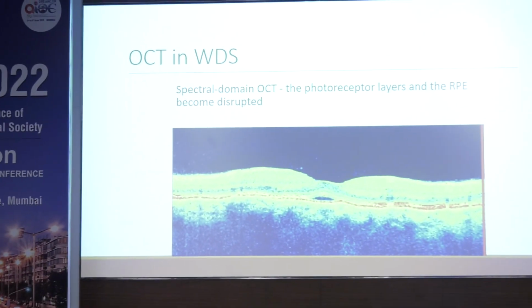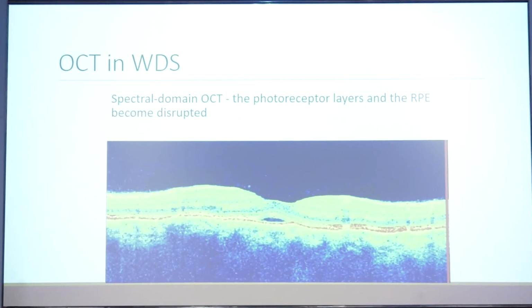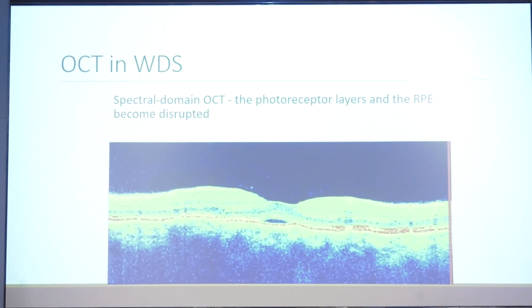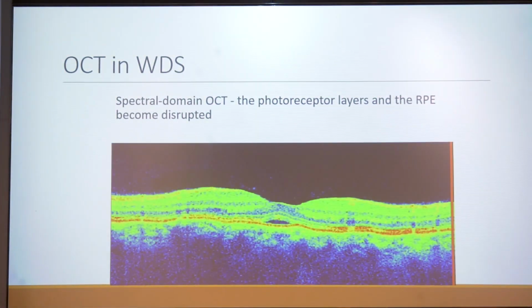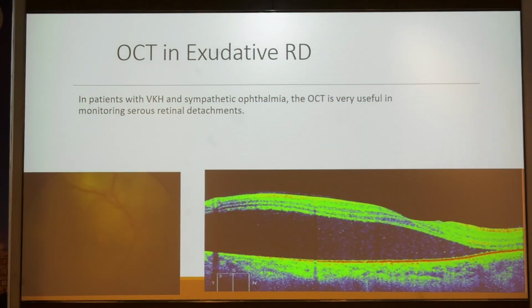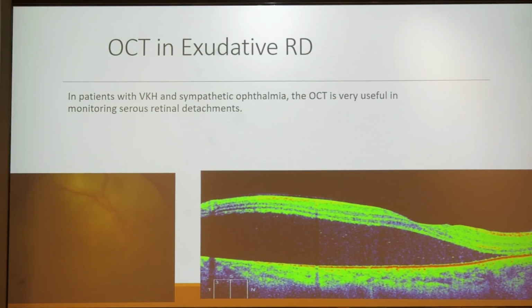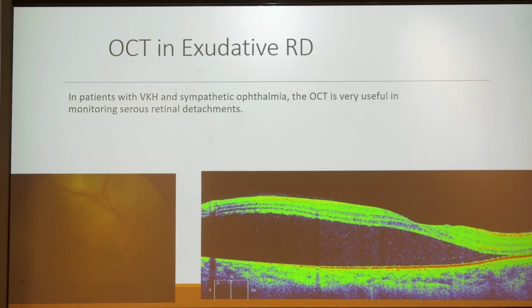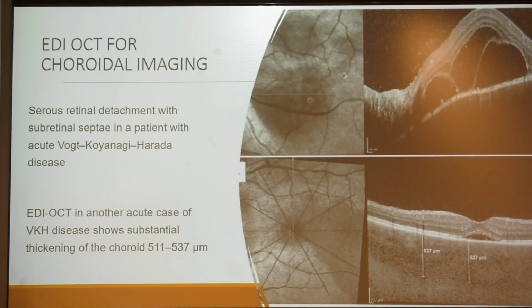Now OCT in white dot syndromes, spectral domain OCT shows photoreceptor layers and RPE disruption. And in exudative RD conditions like VKH and sympathetic ophthalmia, OCT is very useful in monitoring the serous retinal detachments. And the typical finding in VKH is SFD with subretinal septae. And EDI OCT also helps in monitoring the disease activity.